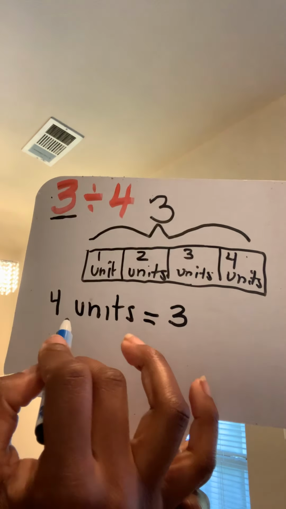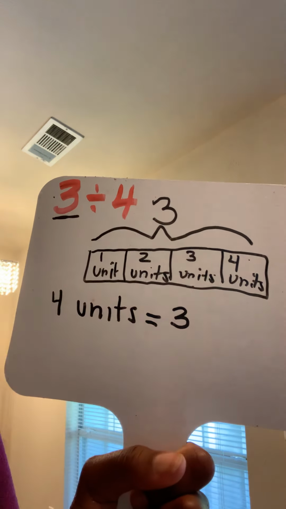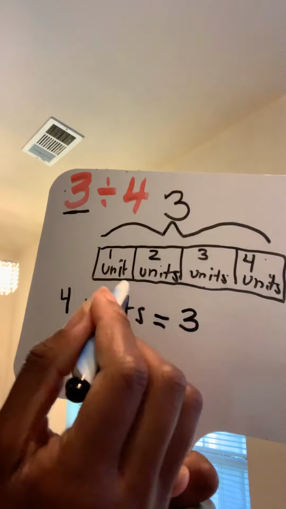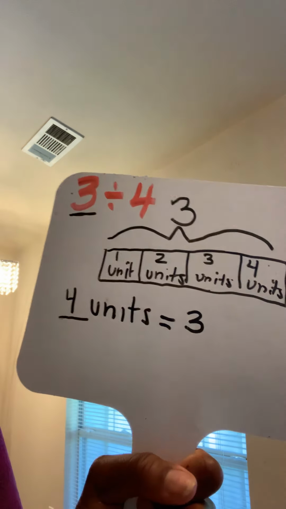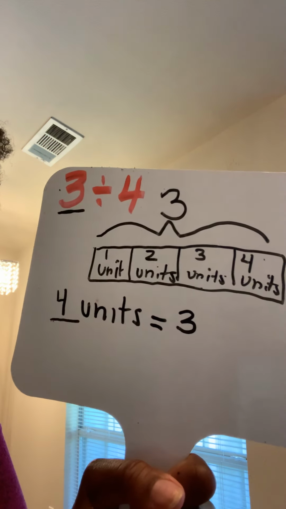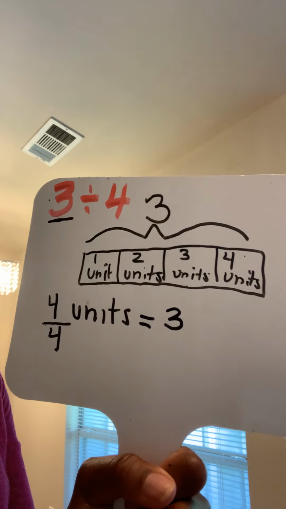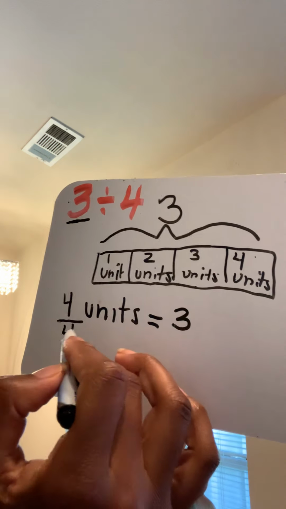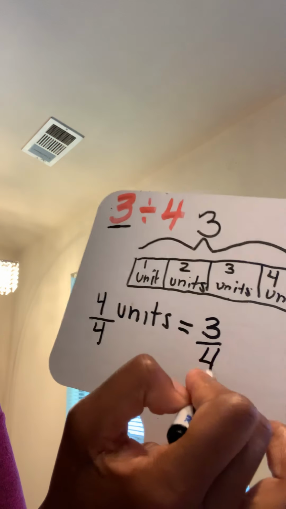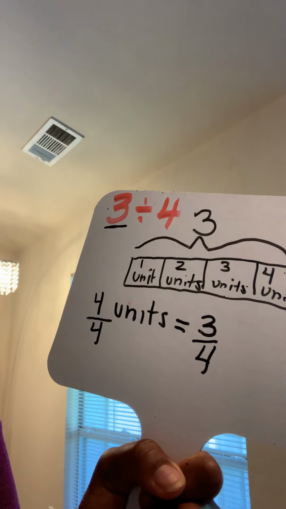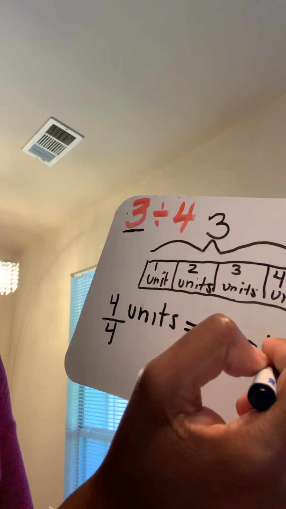All right? So we've got to get our units to 1 because we only want to figure out the amount of 1 unit. All right? So in order to figure that out, if we know we need to get to 1 unit, we've got to divide 4 by 4 because we know that anything divided by itself is equal to 1. So I've divided this side. Now I've got to do the same thing to this side. Okay? So 4 divided by 4, we know equals 1.